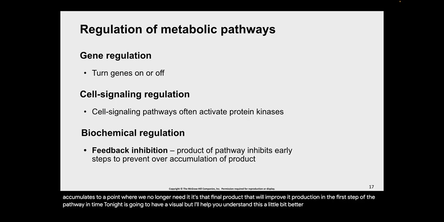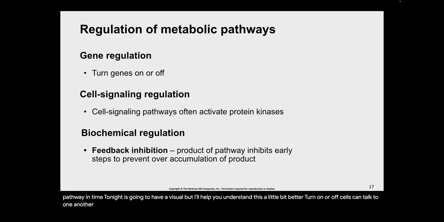All right, so genes can be turned on or off. Cells can talk to one another. Or we have feedback inhibition, where the final product kind of regulates itself.